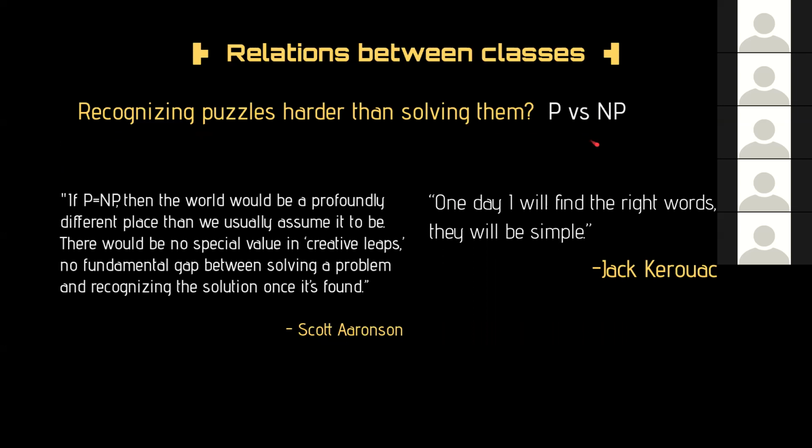NP problems can be thought of as puzzles. They're hard to solve, but you can easily check the solution. Here are two codes supporting and not supporting the P and NP equality. As Scott Aaronson says, there wouldn't be any creative leaps if P was NP. That is, finding an algorithm to solve a problem and checking if the algorithm was correct would have the same value, which we see is not true. And then, what if there is a simple way and we just do not know or understand it so far?